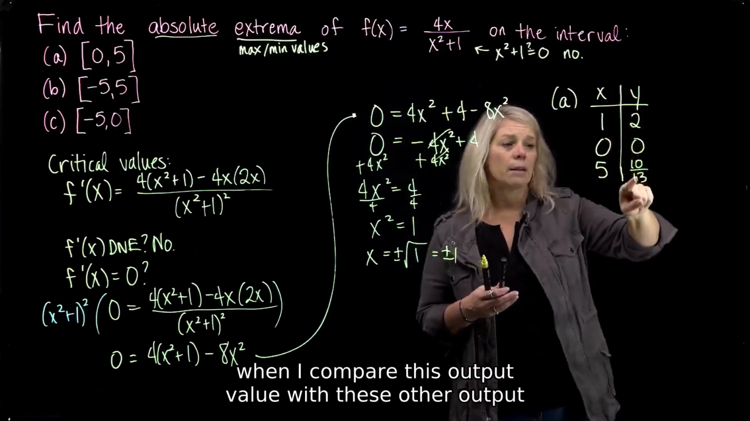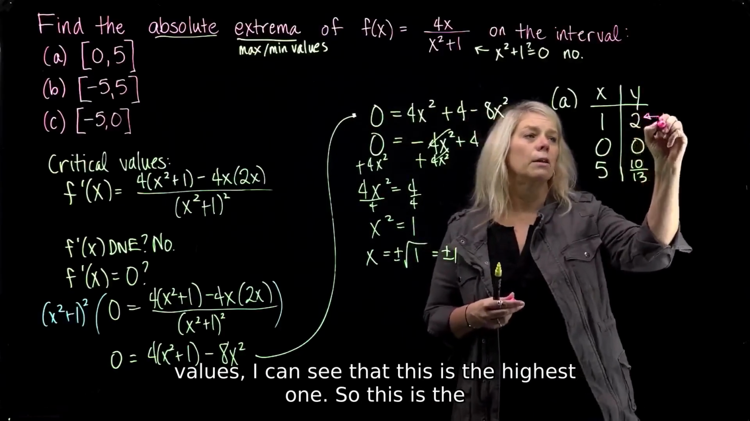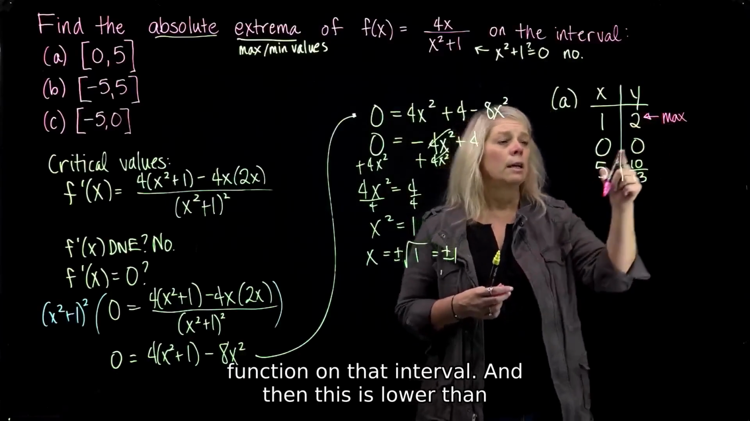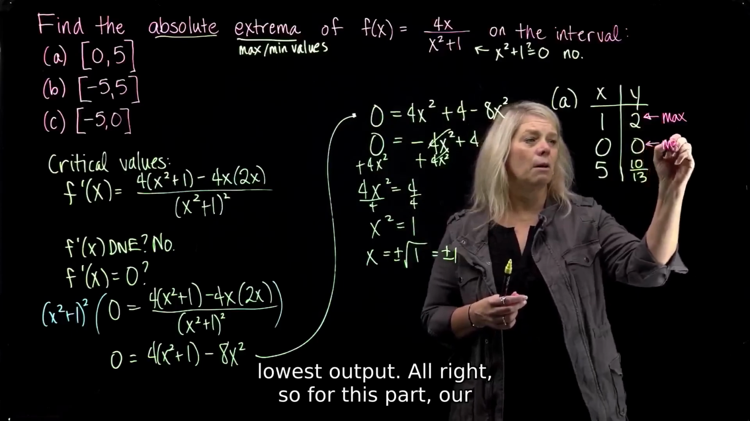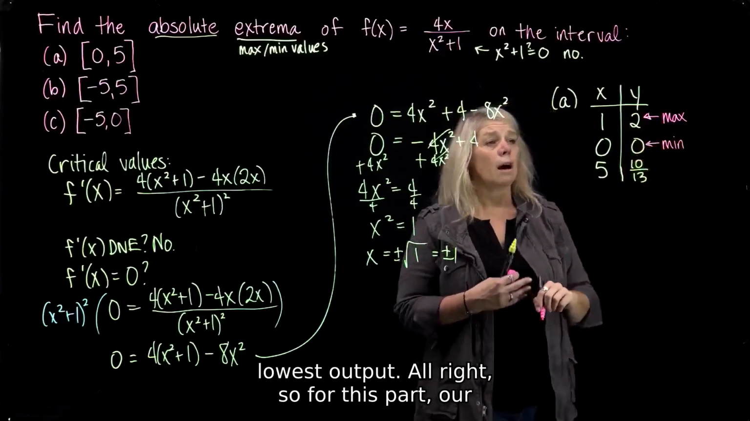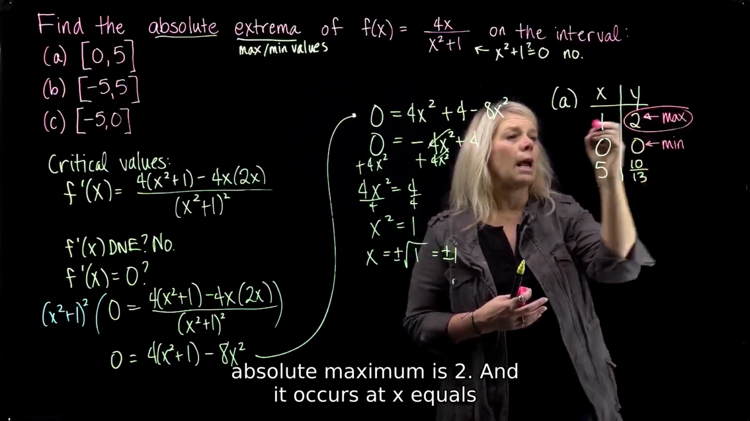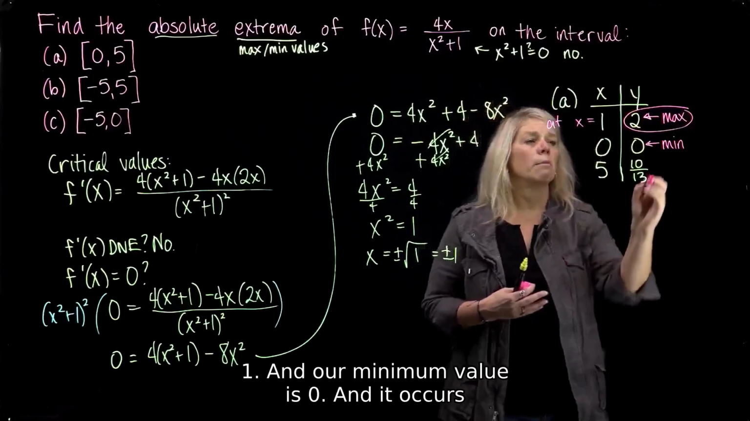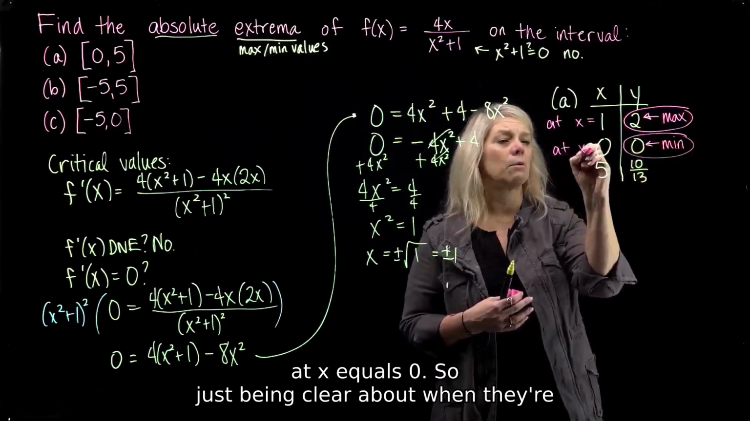And so when I compare this output value with these other output values, I can see that this is the highest one. So this is the absolute maximum value of the function on that interval. And then this is lower than 10/13 and these other ones, so this is the lowest output value. All right, so for this part, our absolute maximum is 2, and it occurs at x equals 1. And our minimum value is 0, and it occurs at x equals 0.